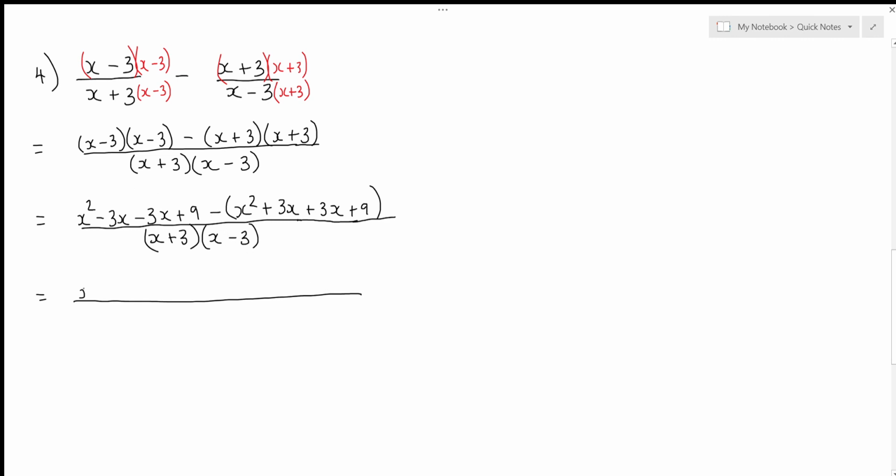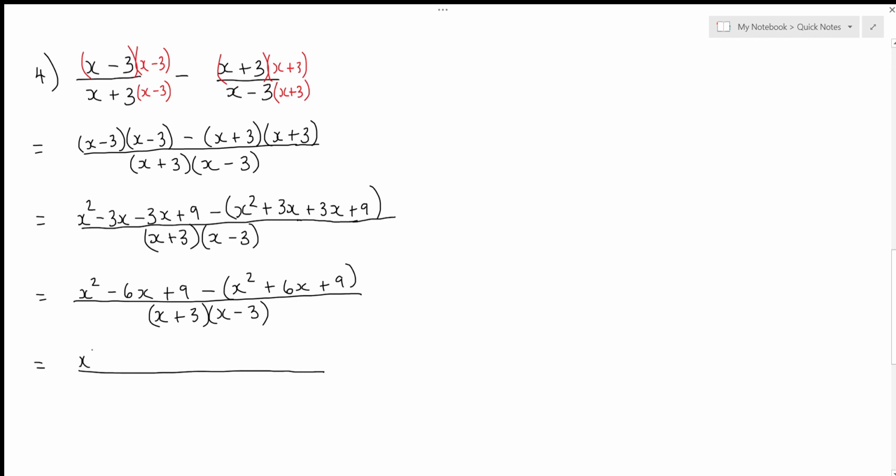So here we're going to have x squared minus 3x minus 3x will give me minus 6x plus 9 minus, and I'm going to simplify further first and have x squared plus 6x plus 9, or you could have multiplied out by the negative at this stage. It's quite fine to do that. Over x plus 3, x minus 3. So let's go to the next step here.